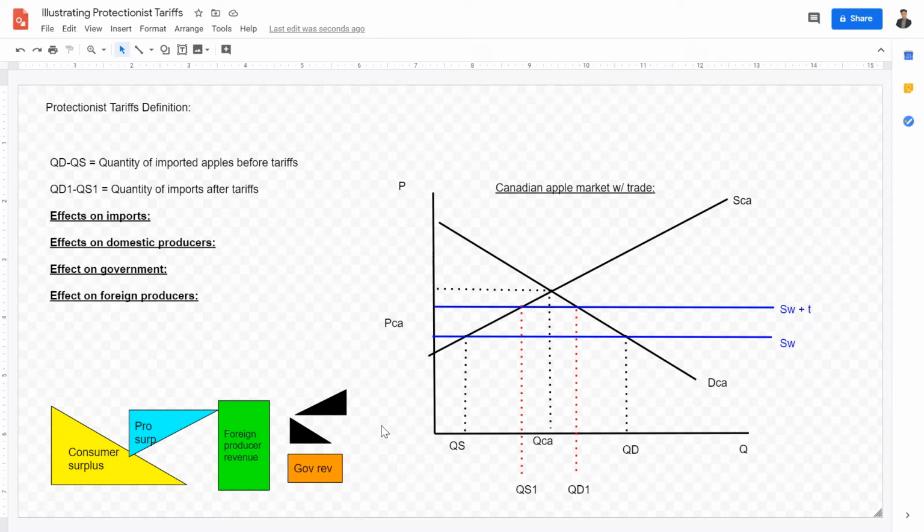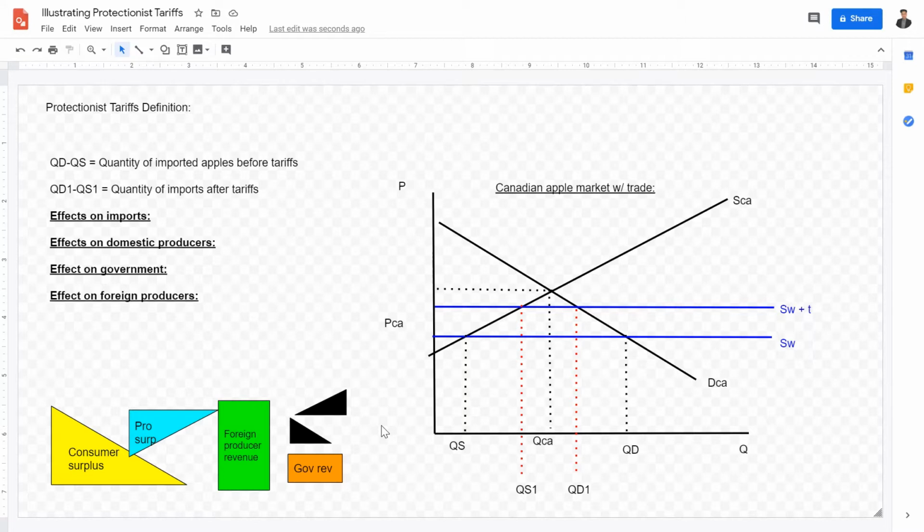Today I'm going to go over how to illustrate protectionist tariffs. We have talked about how to illustrate international trade and the relationship between trade between two countries when we take advantage of comparative and absolute advantages. So in this video, I'm going to be going over what protectionist tariffs look like when they are grafted onto an importing economy. Protectionist tariffs only affect importing countries, obviously, because exporting countries do not receive the effects of protectionist tariffs.